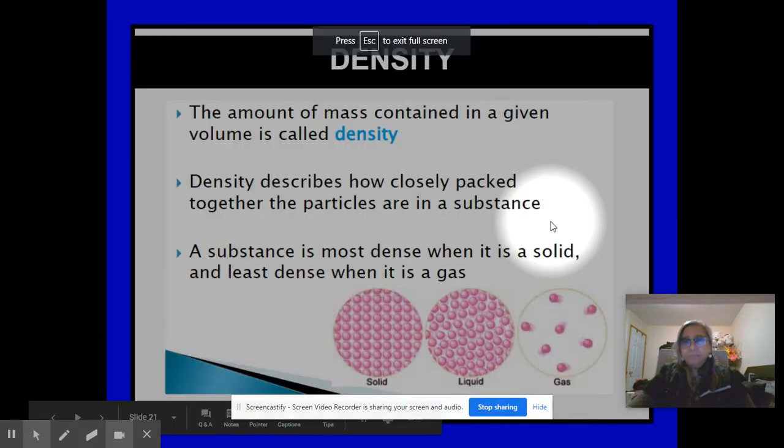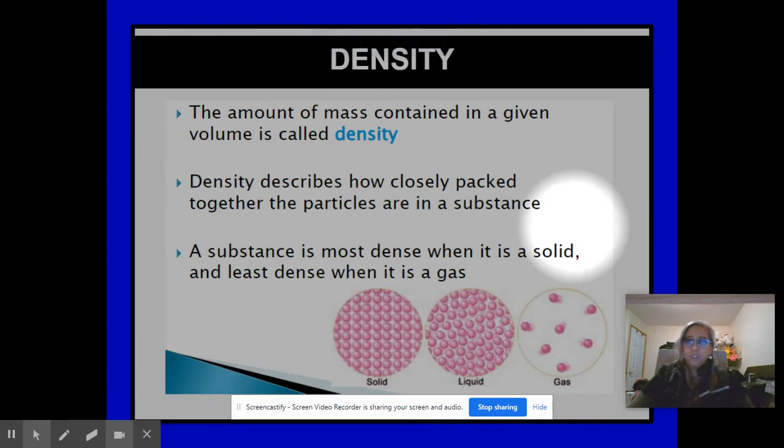Now, moving on. Now, the idea of density is always associated again with fluids, just like when we have our unit on the water systems, right? So the amount of mass contained in a given volume is called density. Remember, we even had that problem solving on D equals M over V. So density describes how closely packed together the particles are in a substance. A substance is most dense when it is a solid, when it sinks, right?